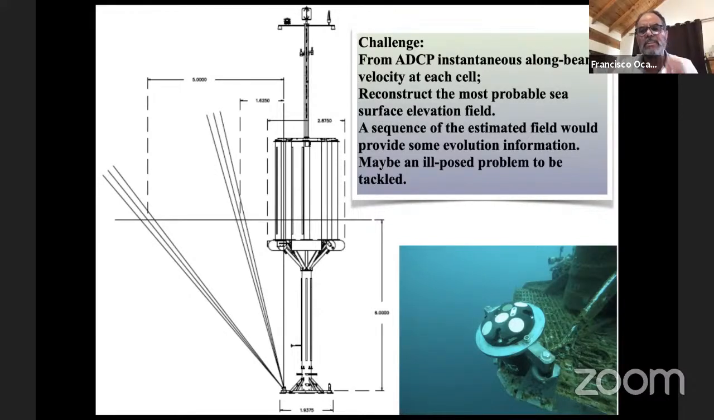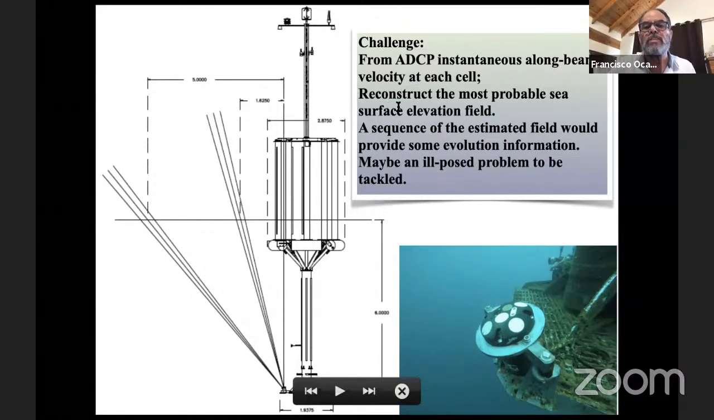The sensor was sampling at 16 hertz, so we have at every 1/16th of a second a snapshot of along beam velocities. So we need to reconstruct the most probable surface elevation field from that signal, and from a sequence of the estimated surface field, this will provide some evolution information. This is a very interesting problem. Maybe it's an ill-posed problem to be tackled in order to use the amount of information that we obtain from the ADCP and trying to reconstruct the sea surface evolution.